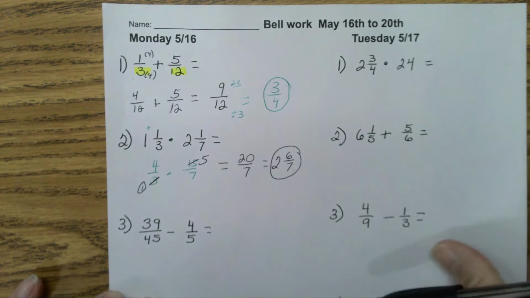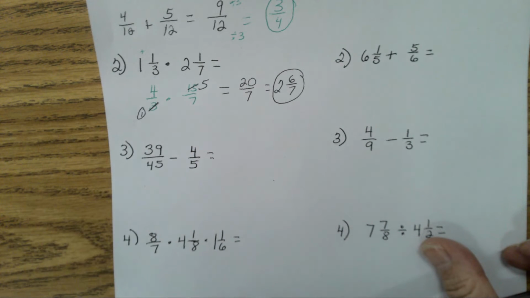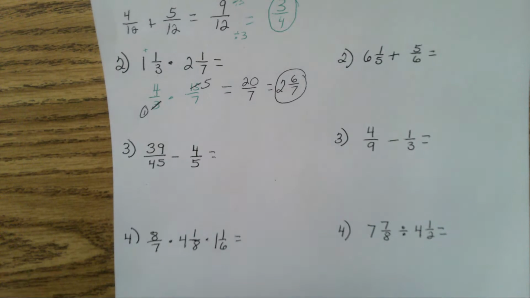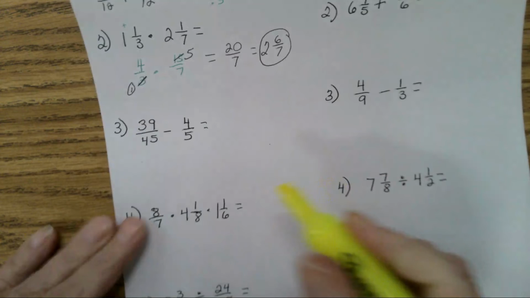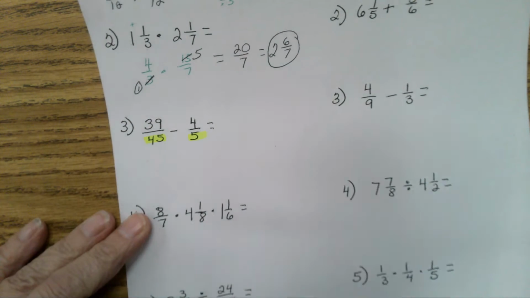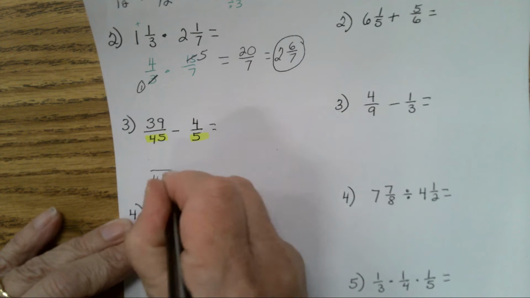Now we're ready for number 3. In number 3, we're subtracting. What do we have to do before we can subtract? Yes, Owen? Common denominator. 45 is the largest one. Will 5 divide 45? Yeah. So we're going to change them to 45s. It doesn't always work that way, but the last couple problems it did on this.